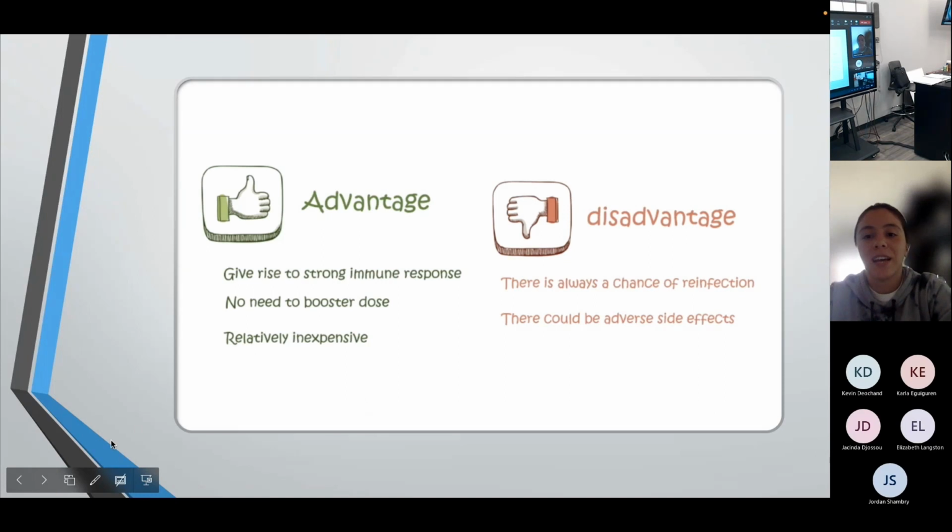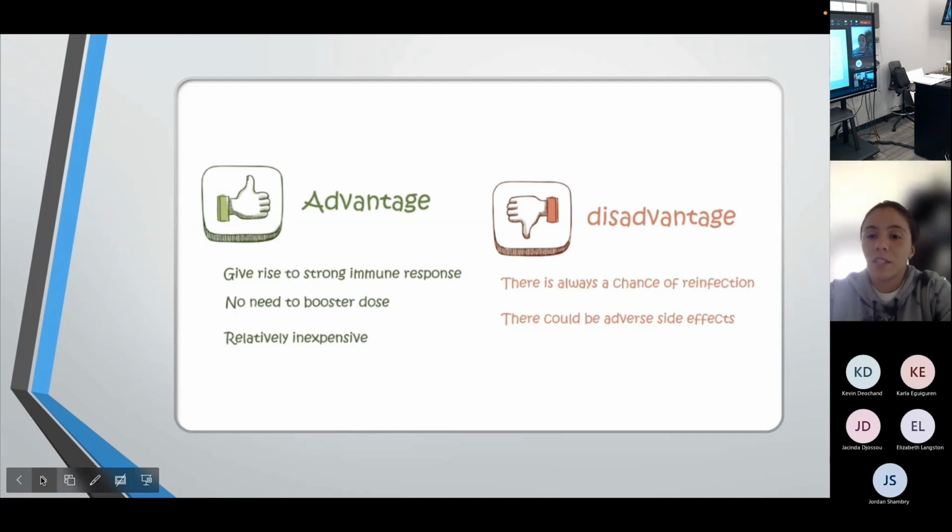And here for our last slide: is it an advantage or a disadvantage? The advantages are that it gives rise to a strong immune response, there's no need for a booster dose, and it's relatively inexpensive. If you are a patient in a developing country, this might be a very good option because it is efficient. Most of these patients are not going to be revisiting to take a booster dose. And it's also affordable.